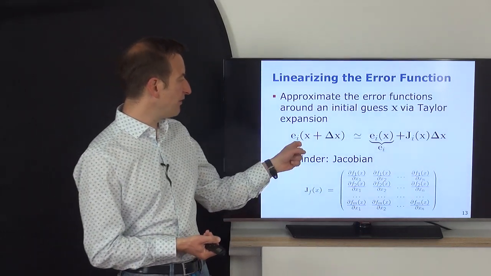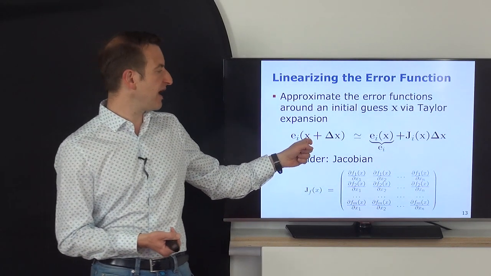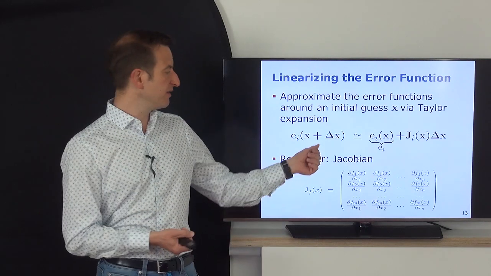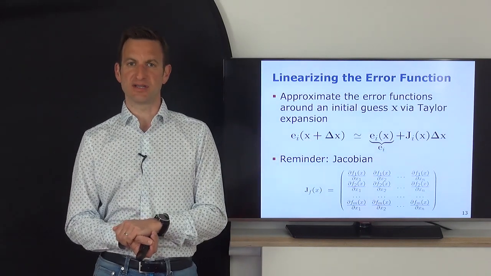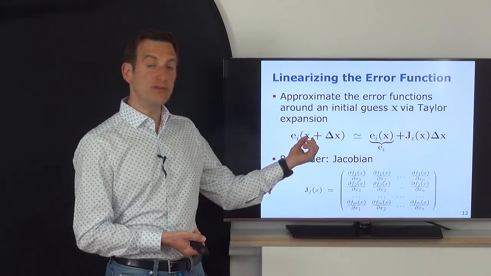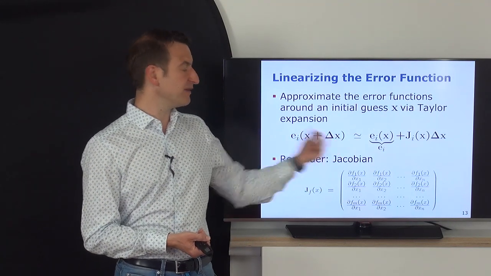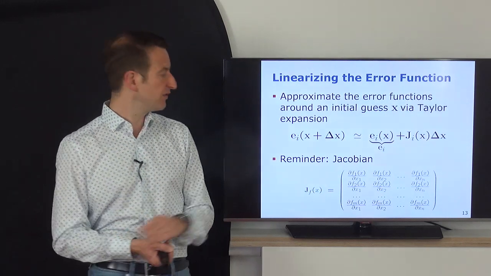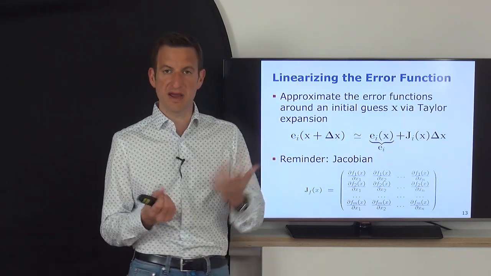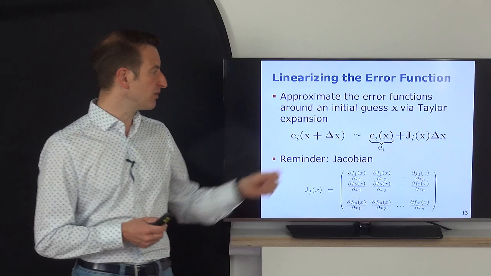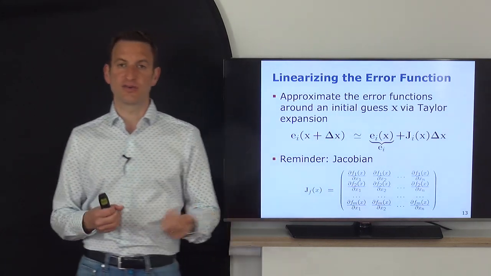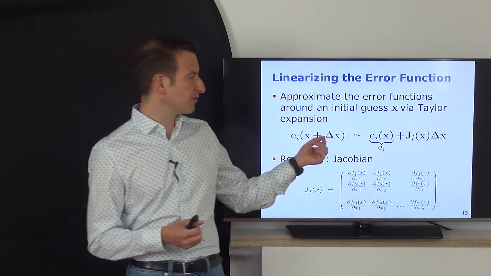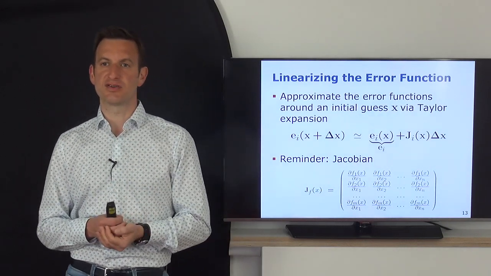So we write our function e as evaluated at x plus delta x. This x is our initial guess, so it's a constant in this current iteration. And this delta x is our variation around this initial guess. So this is 0 if we are at the initial guess, and typically takes values slightly larger or smaller than 0, and expresses the variations around this initial guess.